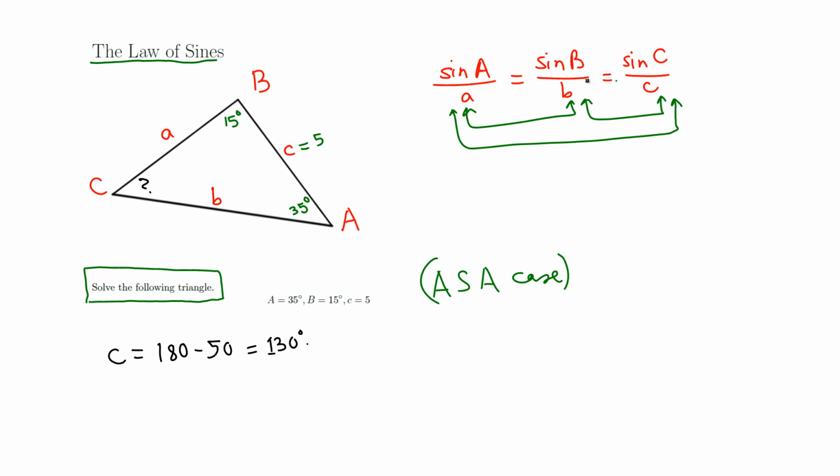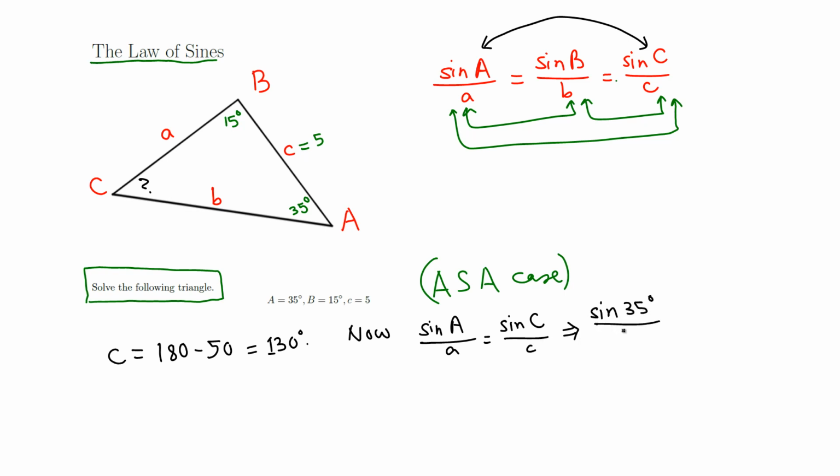Now we use these ratios to find the remaining sides. Lowercase c is given, so I'm going to use first equals third, then I can find lowercase a. Okay, now sine A over a equals sine C over c, that is the same as sine of angle A, 35 degrees, over lowercase a, to be determined, equals sine C, we just found C, 130 degrees, over lowercase c, which is 5.